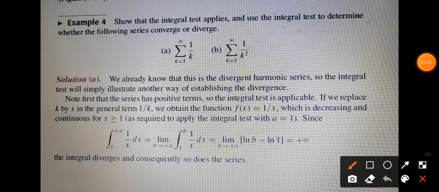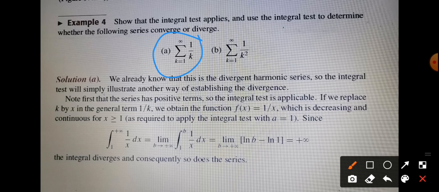For example, we are going to apply the integral test on the series summation k varying from 1 to infinity of 1 over k. Clearly all the terms are positive because k is an integer, so it will be a positive term. So k is varying from 1 to infinity, it is all positive terms. The first condition is fulfilled. Number two, the general term is 1 over k, that is, the function 1 over x is a decreasing continuous function on the semi-closed interval 1 to infinity. So we are able to apply the integral test.